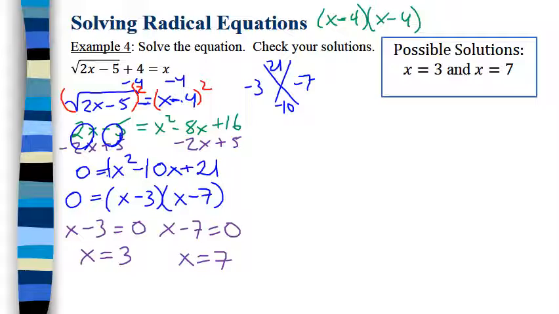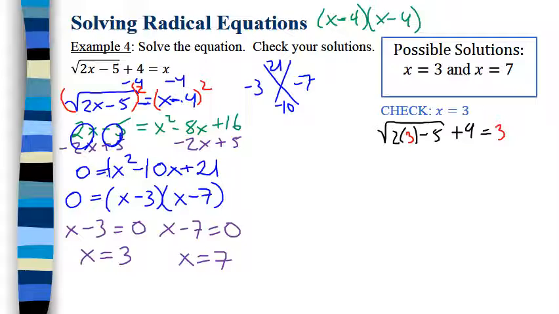So in order to check, we're going to put 3 in first. So we have the square root of 2 times 3 minus 5 plus 4 should equal x, which is 3. So we're just substituting in 3 for x. So anytime we see x, we put in 3.